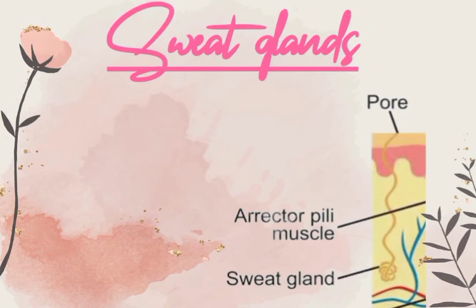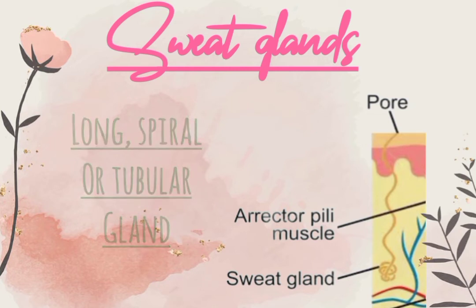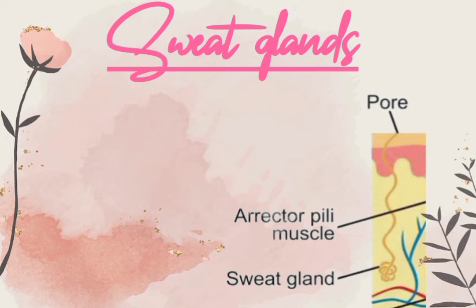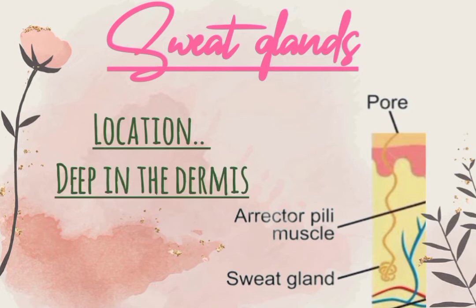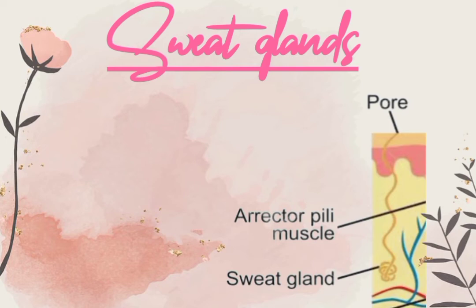Now moving toward the last appendage of skin, which is the sweat glands. The sweat glands are long spiral tubular glands in structure which are distributed all over the surface of the body except on the red margin of the lips, the nail bed, the glans penis and the clitoris. These glands penetrate deep into the dermis near the surface of the superficial fascia. So the sweat glands are the most deeply penetrating structure of all the epidermal appendages, which is an important point for the MCQs. So this is all about the basic anatomy related to the skin.